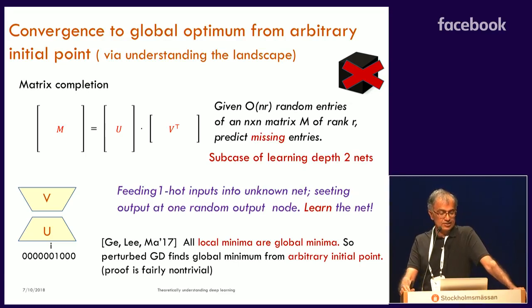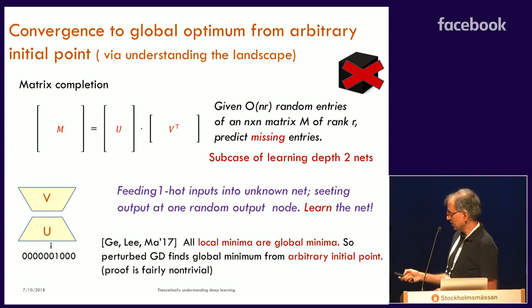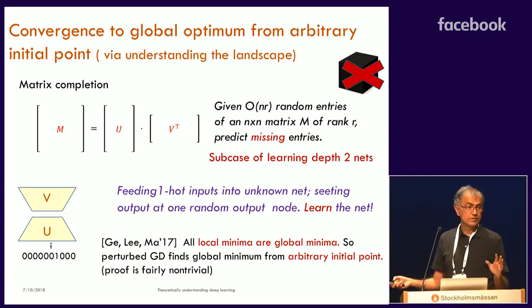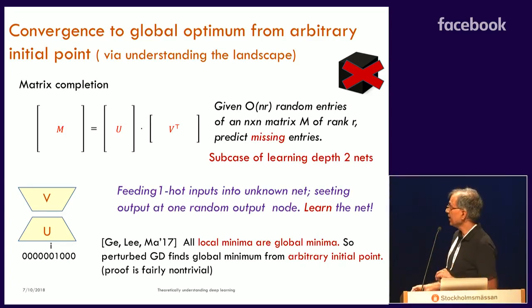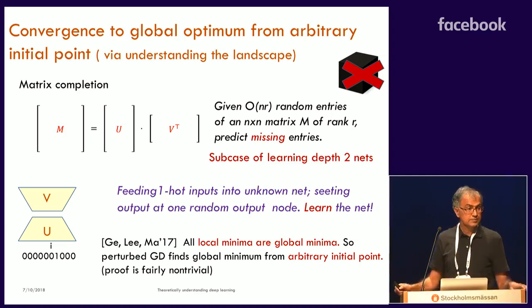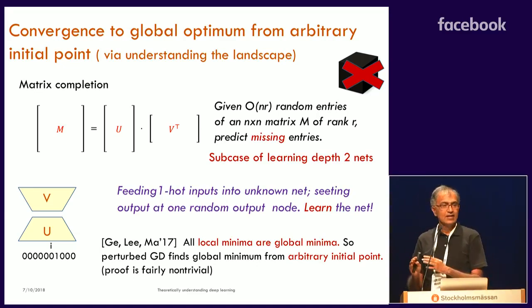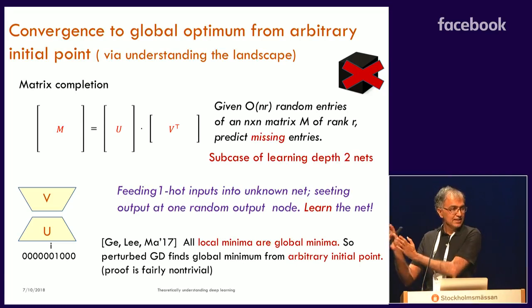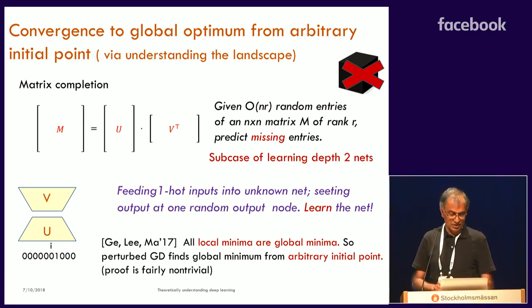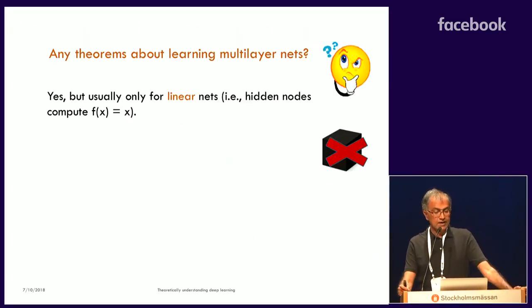And only last year, Ge, Lee and Ma showed that for this problem, all local minima are global minima. And so perturbed gradient descent finds the global minimum, by the previous slides, from an arbitrary initial point. So even this is fairly non-trivial. This is just to give you an idea of how difficult and hairy things get, even for very simple settings in deep learning.